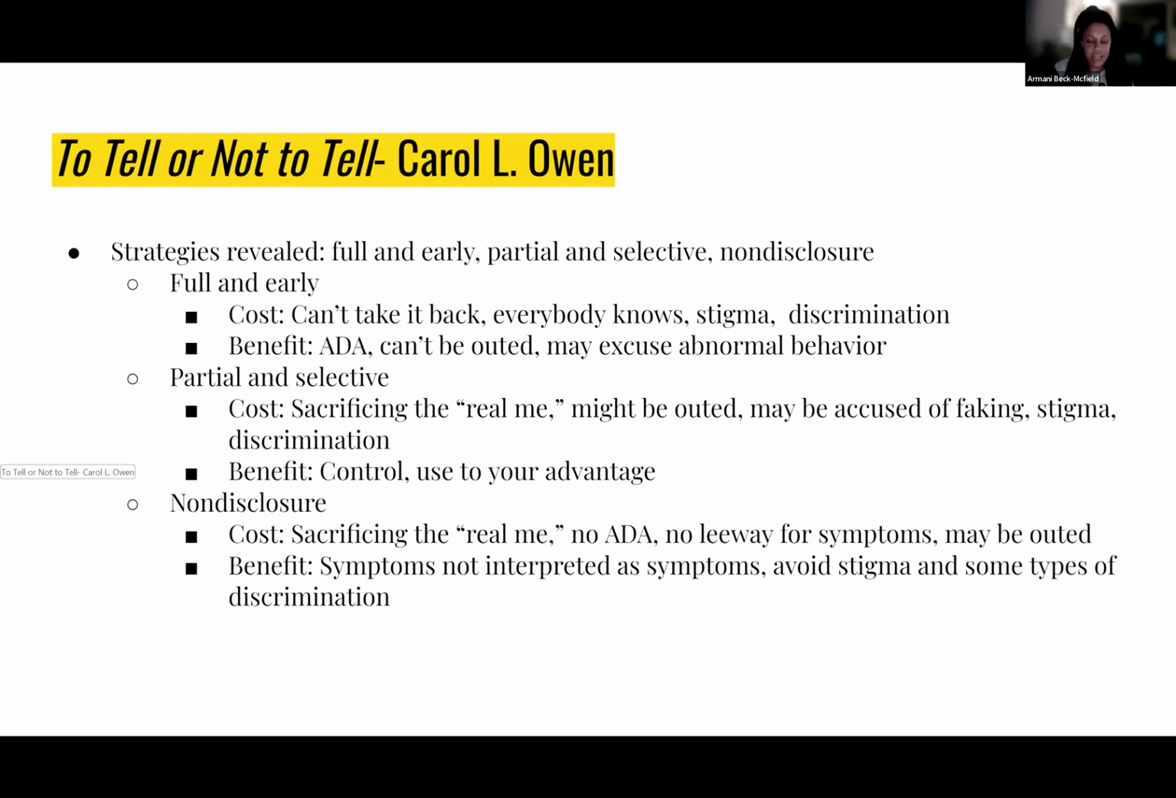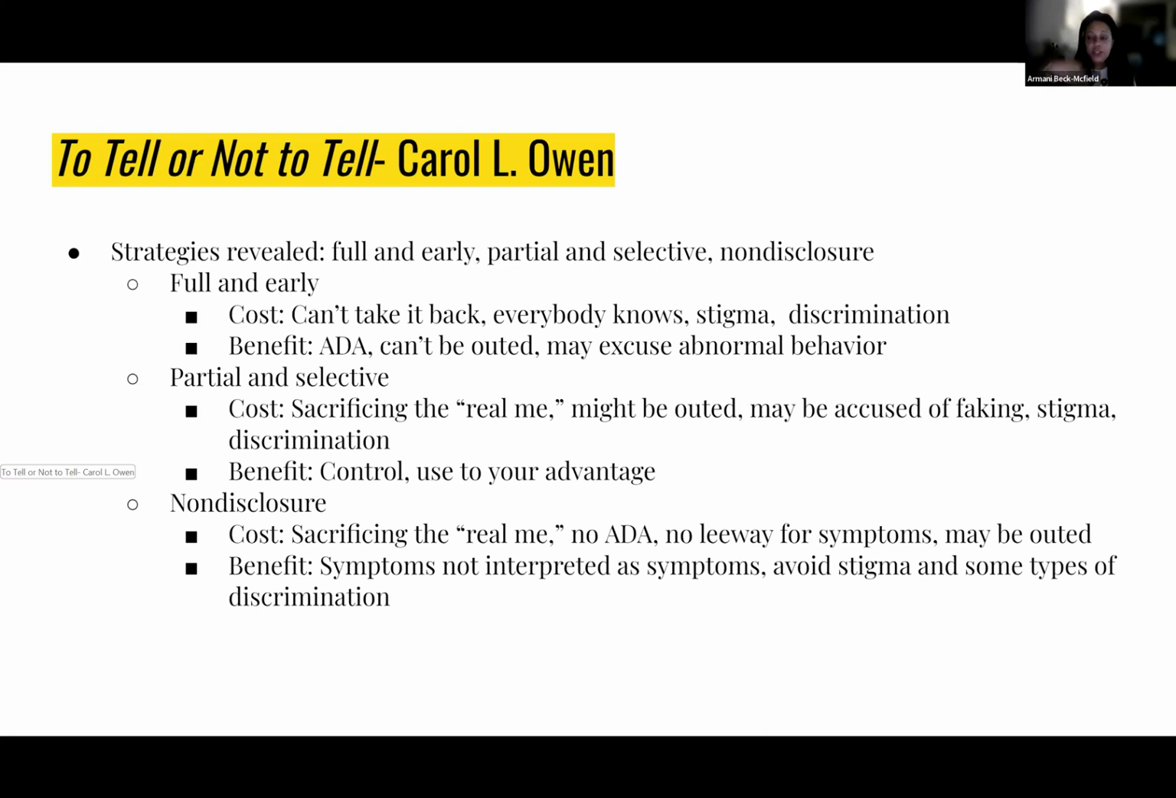You can be strategic. And then finally, non-disclosure. The cost, again, is sacrificing that real me. You can't use the Americans with Disabilities Act. There's no leeway for symptoms. So if you're not going to tell anybody that you have dissociative identity disorder, then you better probably not share your symptoms either. If you're never going to tell anybody, you have to be very careful about the symptoms you let slip. And you might be outed.